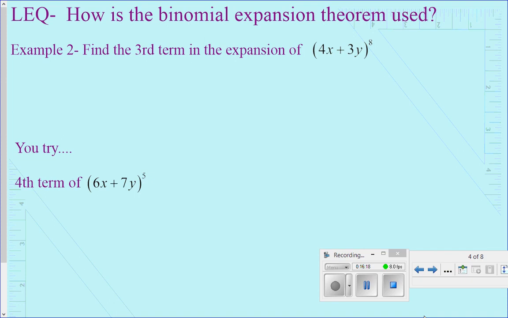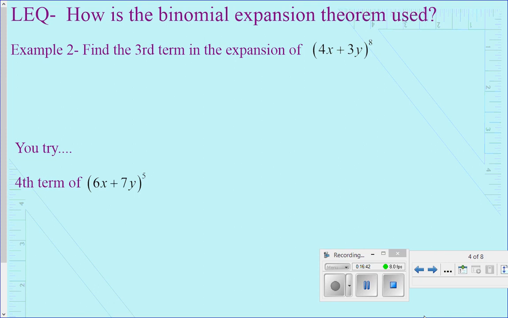So oftentimes in applications, and by the way, there are applications for binomial expansion. We're not just doing this for fun. But oftentimes in applications, you really won't care about expanding the whole entire binomial. You'll just care about a specific term for one reason or the other. You might need just one specific term. And so we need to talk about how we would do that.